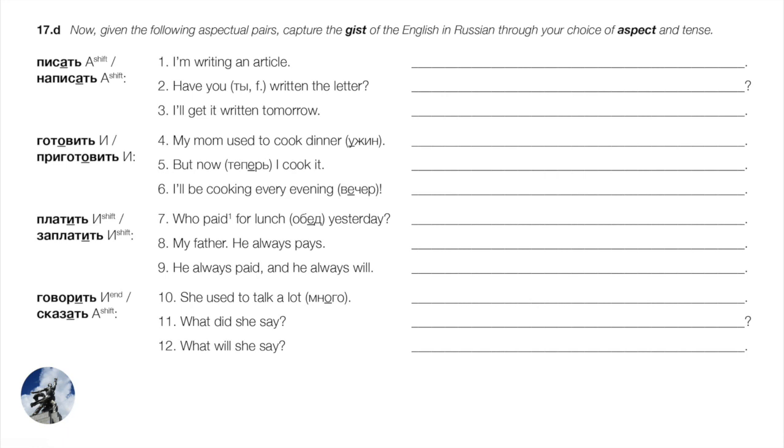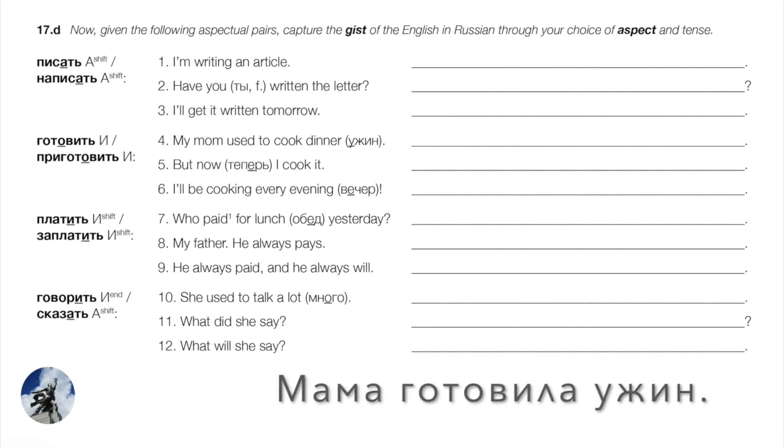Well, we usually don't do that in English. Of course, we could say mom used to cook dinner, but anyway, in Russian, мама готовила ужин. But now I cook it.